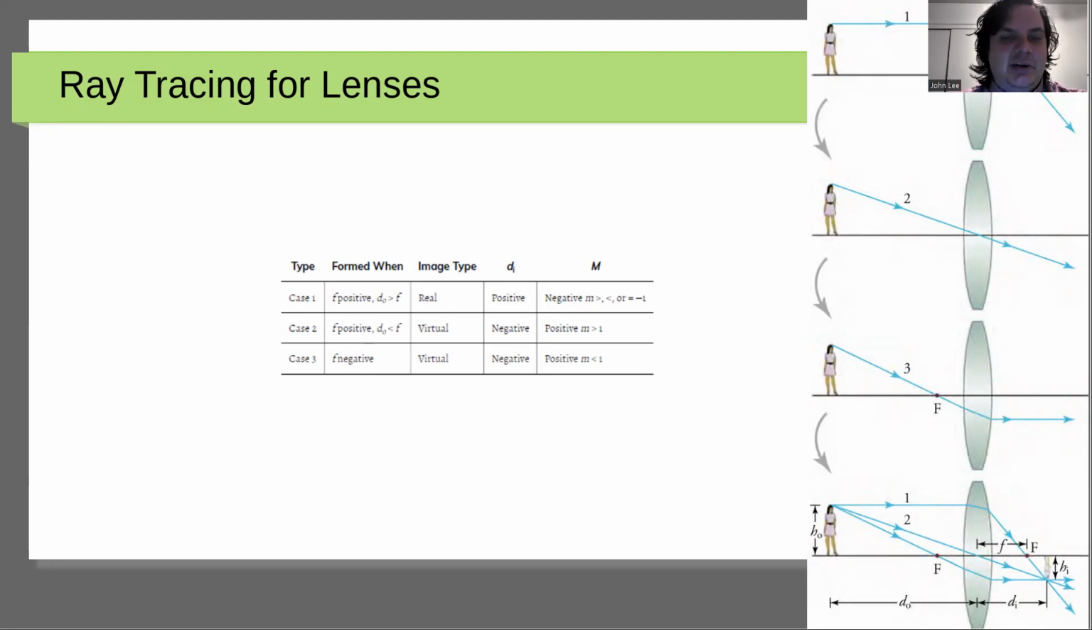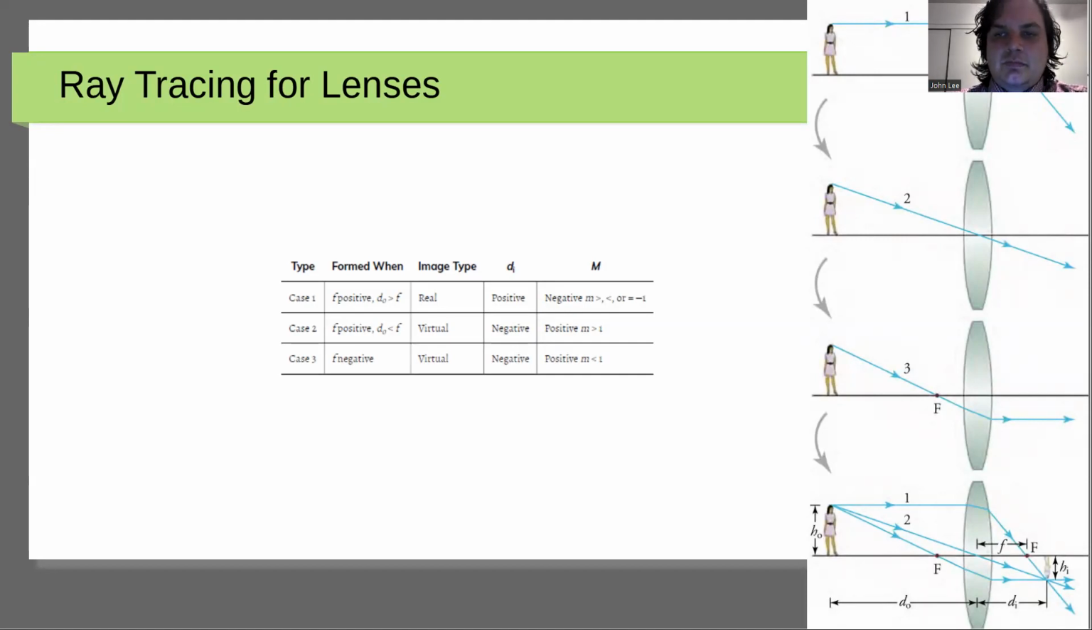And then case 3 is a negative F, which is the rule for concave lenses, which is going to give you a virtual image and with magnification less than 1, so it's going to look smaller than it actually is.